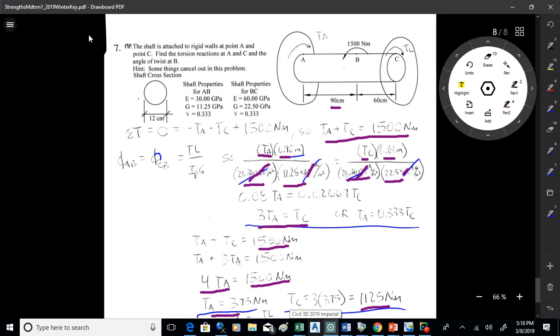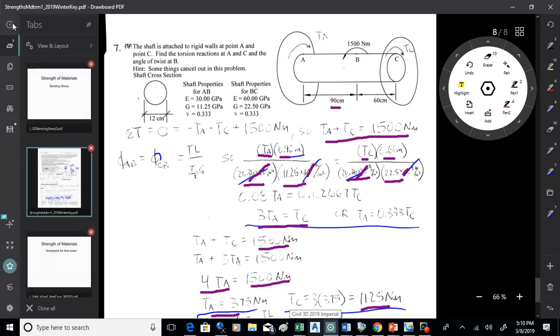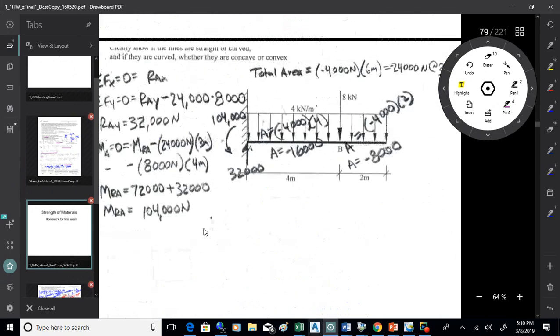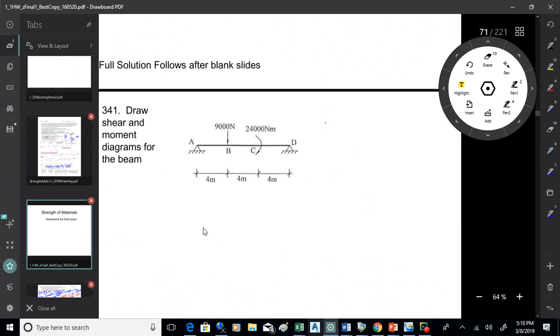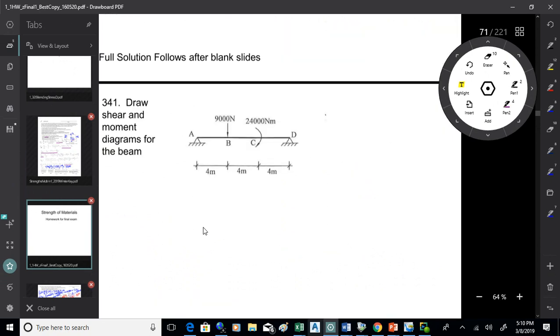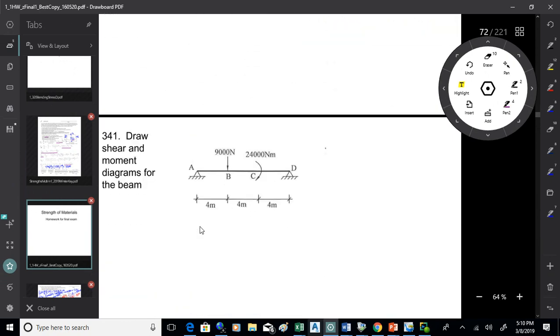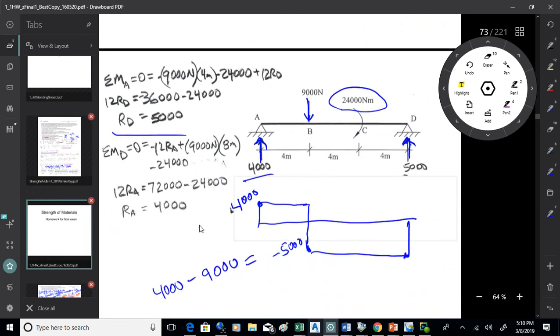All right, let's have a look at the homework that's due Monday. What we have here are three shear and moment diagram problems. The first one is where we want to draw up shear moment diagrams for this beam here.